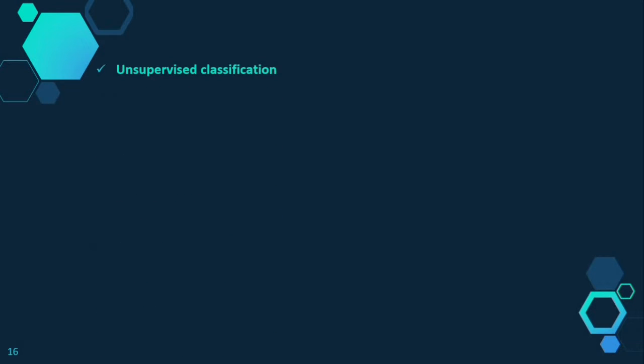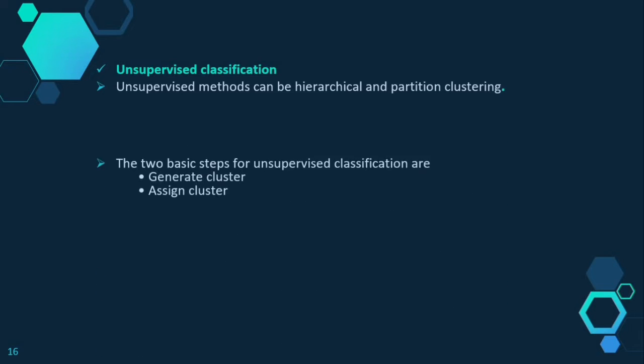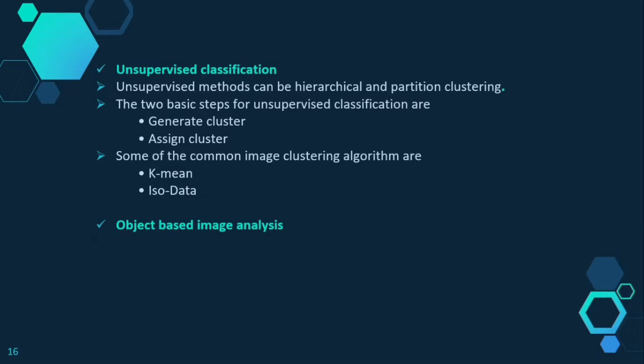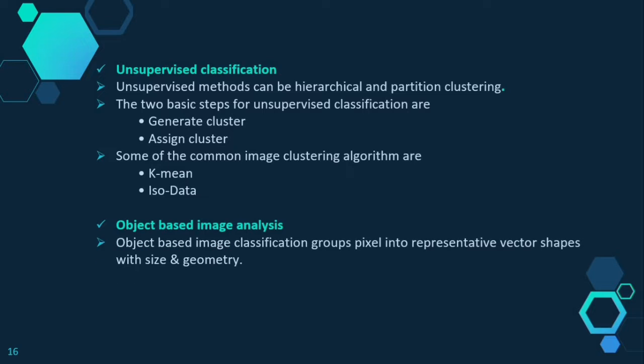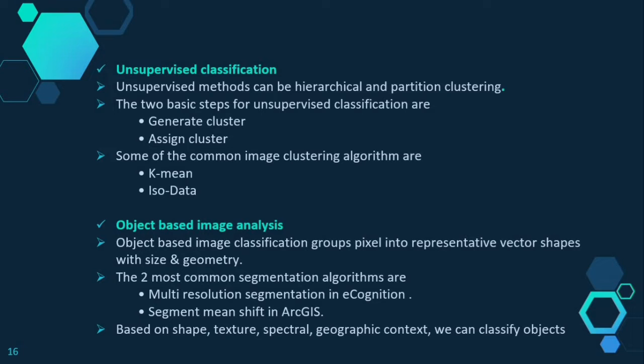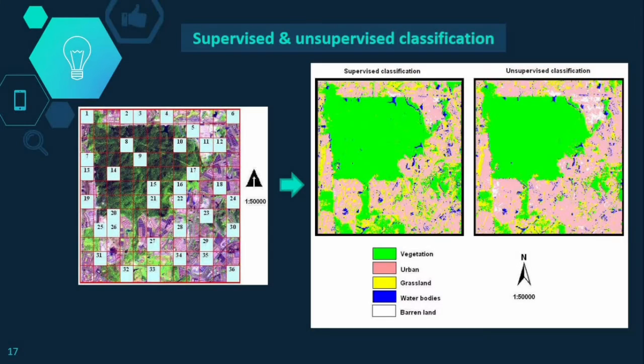And then we move on to unsupervised classification. The unsupervised method can be hierarchical and partition clustering. The two basic steps for unsupervised classification are generate clusters and assign clusters. Some of the common image clustering algorithms are k-means and ISODATA. Object-based image analysis: object-based image classification groups pixels into representative vector shapes with size and geometry. The two most common segmentation algorithms used in OBIA are multi-resolution segmentation in eCognition and segment mean shift in ArcGIS. Based on the shape, texture, spectral and geographic contrast, we can classify the object.